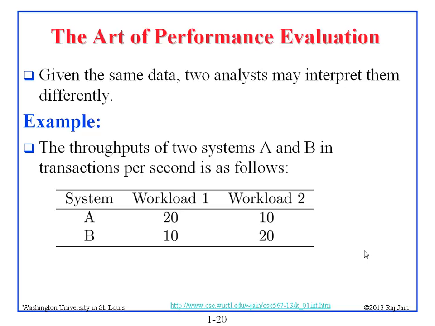Throughputs of two systems A and B in transactions per second is as follows. A with workload 1 gives me 20, B gives me 10. And higher is better. On workload 2, A gives me 10 and B gives me 20. Now I work for company A. What do I do? I want to show that my system is better. The only way you could ethically say that system A is better is if workload 1 is what your customers are actually using. If your customer is using workload 2, then B has to win.